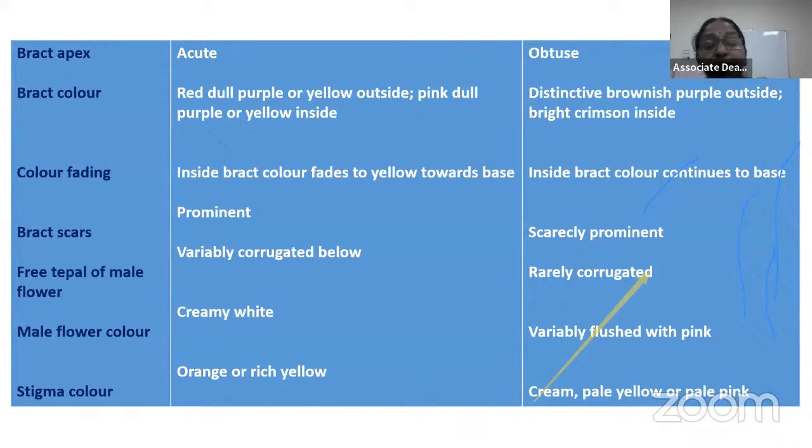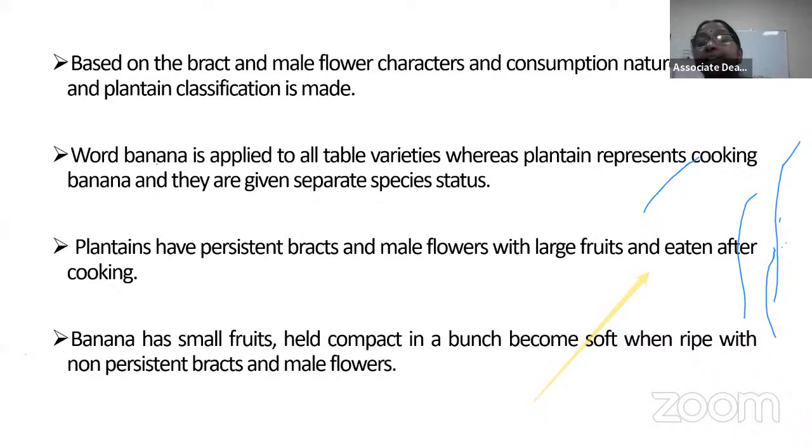So like this, 15 morphological characters are taken into consideration, and the constitution of any cultivar and the relative contribution of these 2 wild species to the constitution of the cultivar is generally counted upon. And also, based on bract and male flower characters and consumption nature, the banana and plantain classification is made.